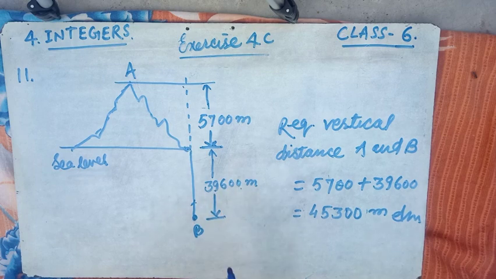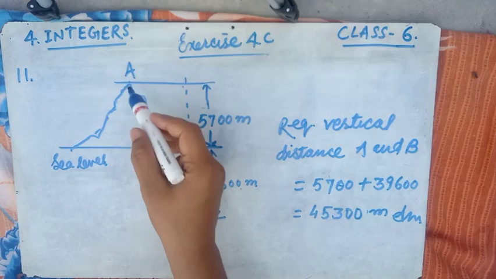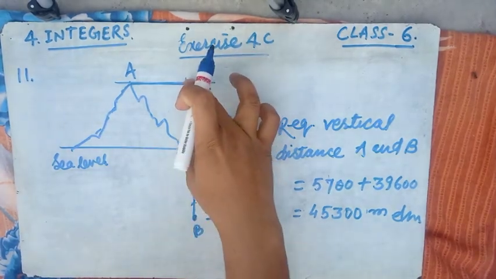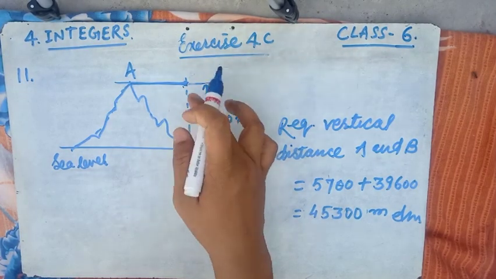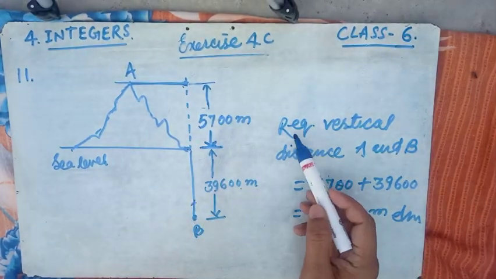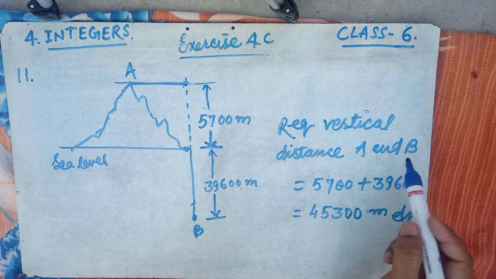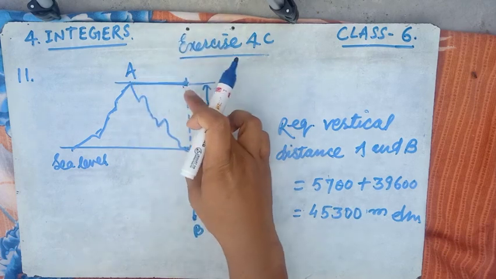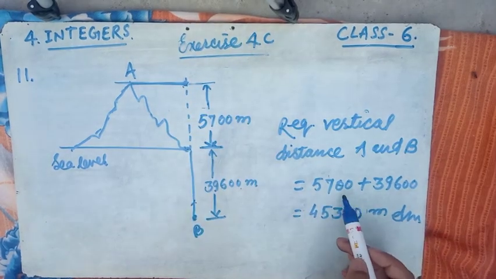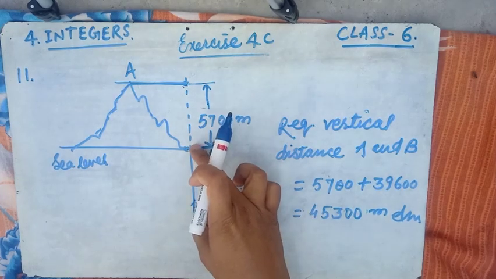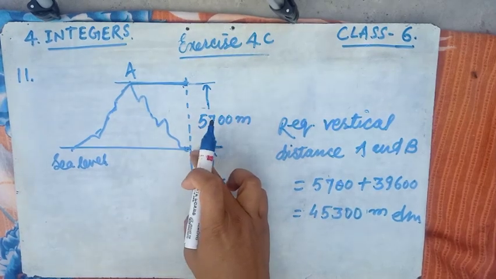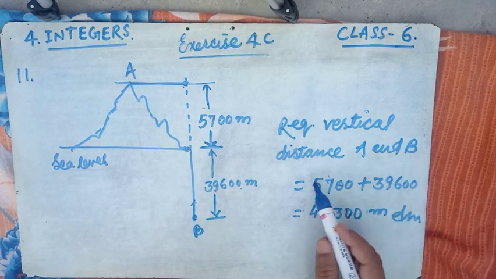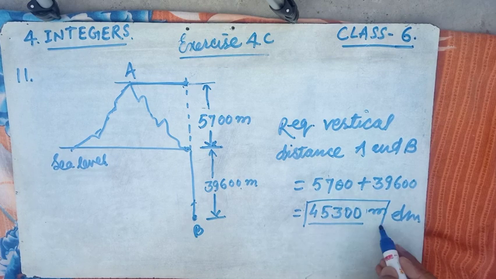Now we have to find the distance from A to B. So here is the point A, and here is B. This distance plus this distance gives us the total distance from A to B. Hence the required vertical distance between A and B is this distance from the sea level to the top point of the mountain, 5700, plus this distance, 39,600 meters, just below the sea level. Now we have to add these two values, which gives us the required solution. I hope you will understand.